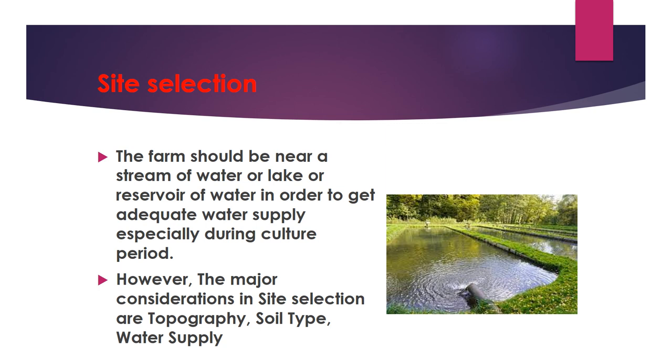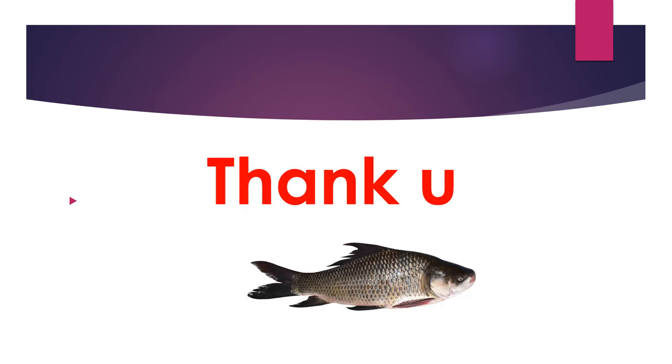When you select the site, the three important factors are: topography, which means surface features; then soil type, how the soil is, whether fertile or unfertile, as I already told; and the water supply. Water supply is also essential for the culture, for the pond, for the farm. This is the basic concept of site selection.